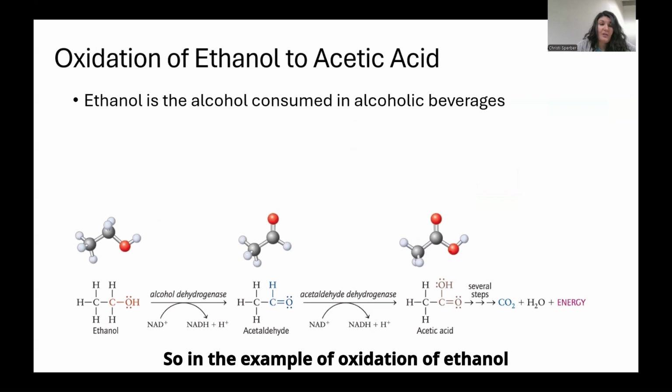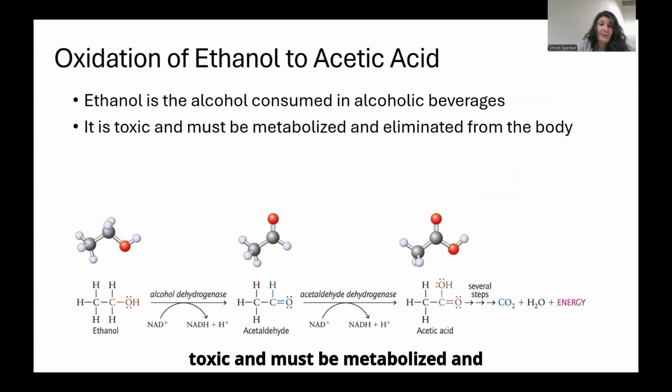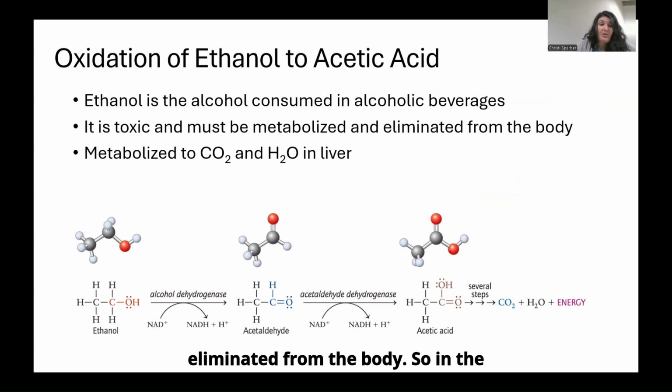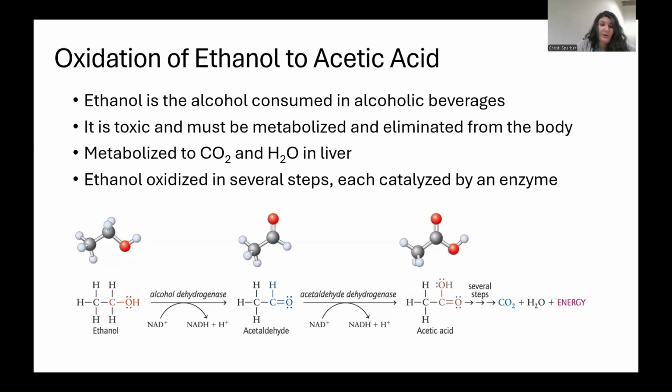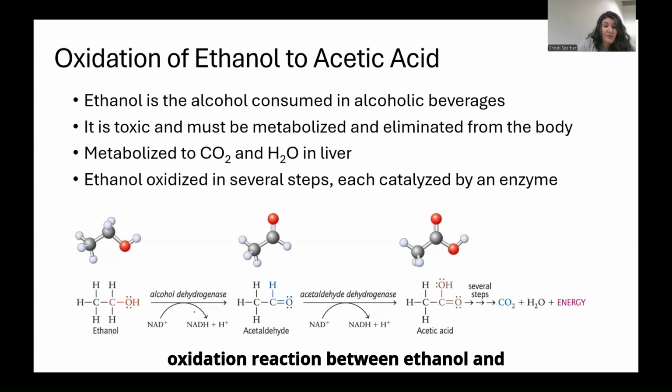So in the example of oxidation of ethanol to acetic acid, ethanol is the alcohol consumed in alcoholic beverages. It is toxic and must be metabolized and eliminated from the body. So in the body, it is metabolized to carbon dioxide and water in the liver. Ethanol is oxidized in several steps, and each step is catalyzed by an enzyme. So you can see we start at ethanol, and alcohol dehydrogenase is the enzyme that catalyzes the oxidation reaction between ethanol and ethanal, or acetaldehyde.